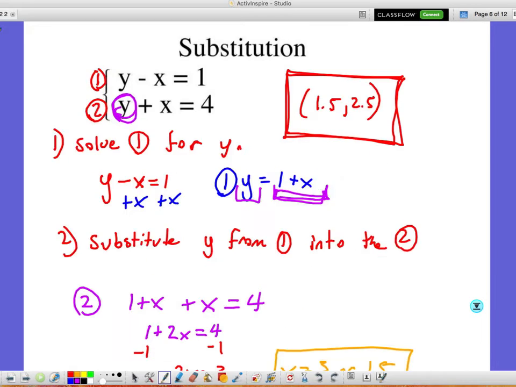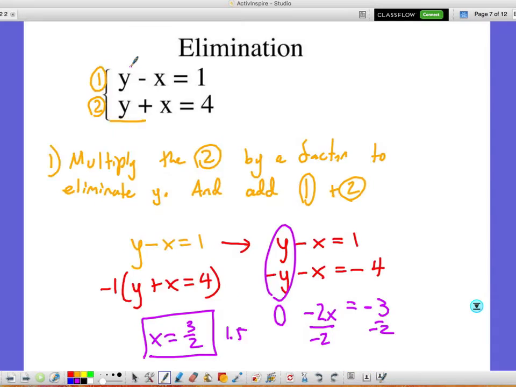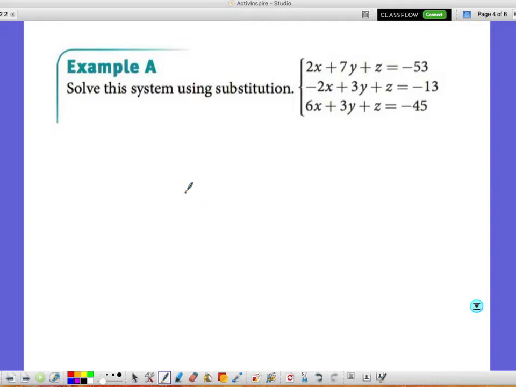In the previous example, for substitution, we had to solve the first equation for y. We're doing the same thing here. Because we have 3 variables, we're not going to solve the first equation for y, but instead we're going to solve the first equation for z. So step 1: solve equation 1 for z. This is equation 1, and then 2, 3.